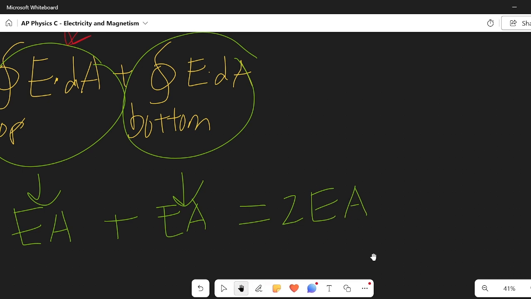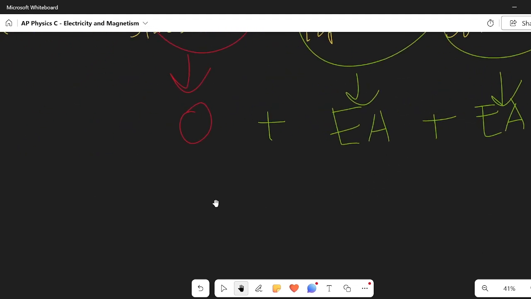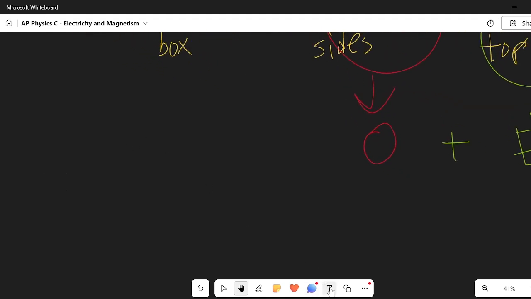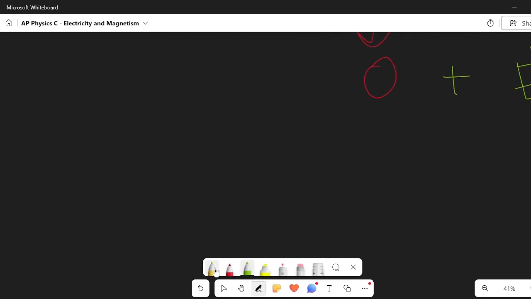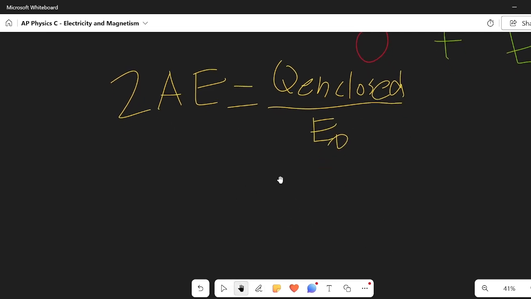So now we've evaluated the first side of our Gauss's law equation, essentially. Our whole closed loop integral has come to 2AE. 2 times the area times the electric field will be equal to Q enclosed divided by E naught. So what exactly is Q enclosed?